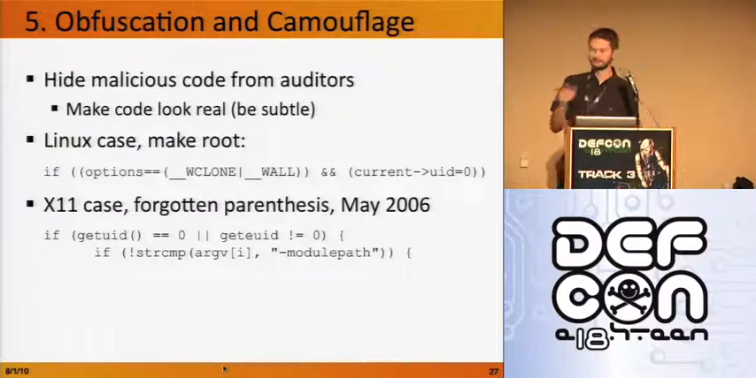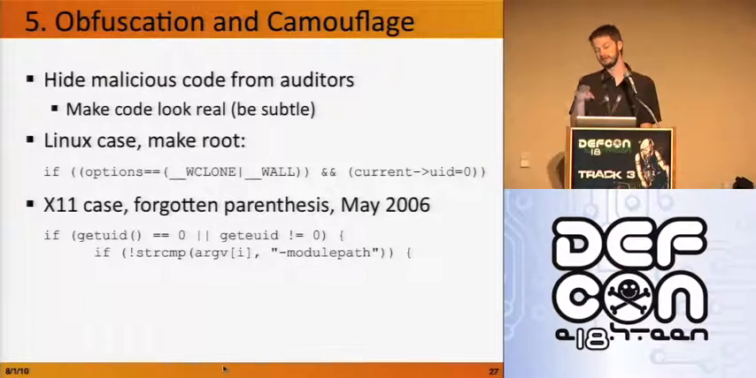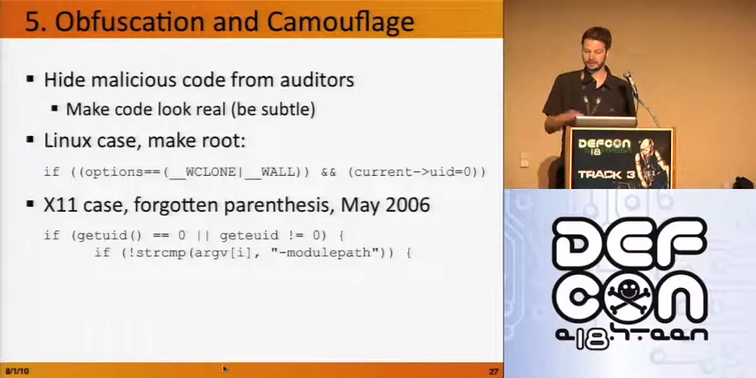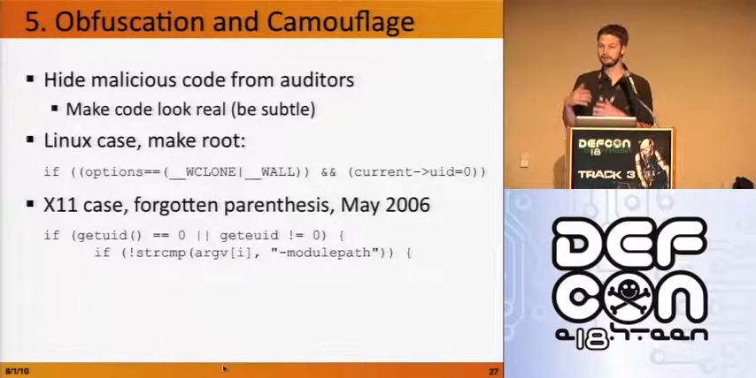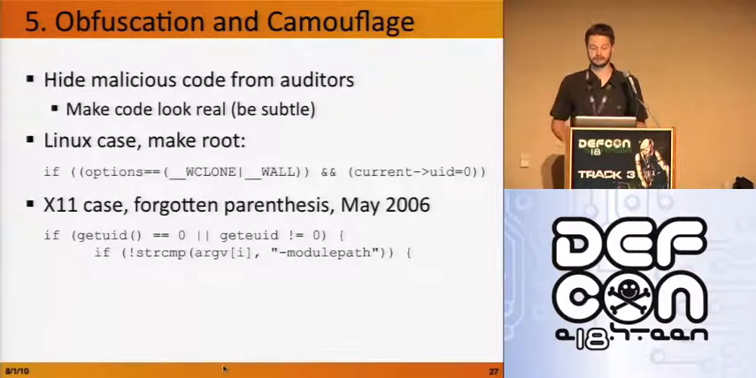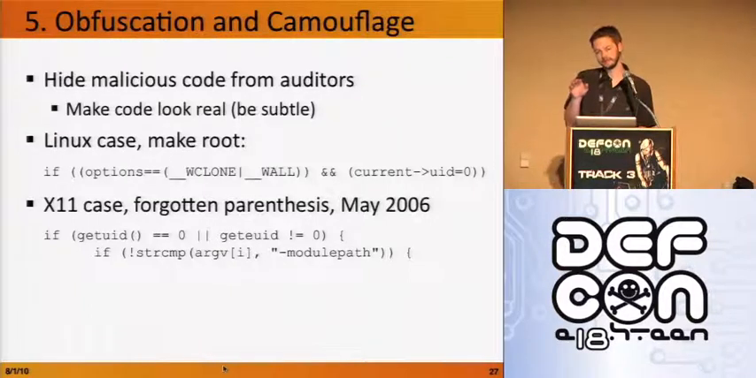Obfuscation and camouflage. Over here, you're trying to hide from different actors. For instance, you can try to hide from auditors. These days, we see that people try to hide from tools too. But at the beginning, it was mainly about hiding from people looking at the code, doing manual analysis on the code. And the way they do it is they make really subtle changes, and by doing that they achieve their goal, but it's really hard to spot.